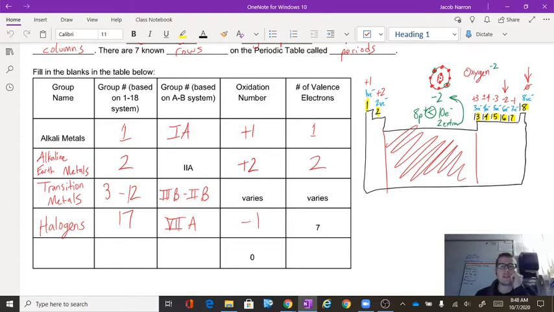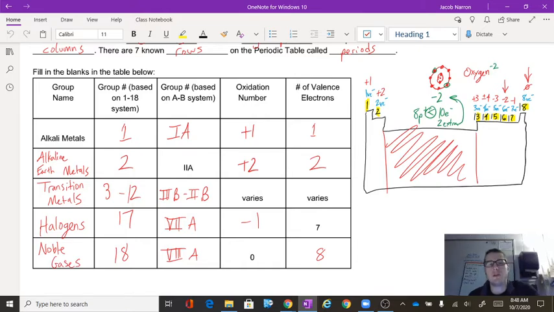Last one has an oxidation number of 0. That's because it has 8 valence electrons. It already has a full outer shell. This is group 18, also known as group 8A, VIIIA, and these are going to be the noble gases.